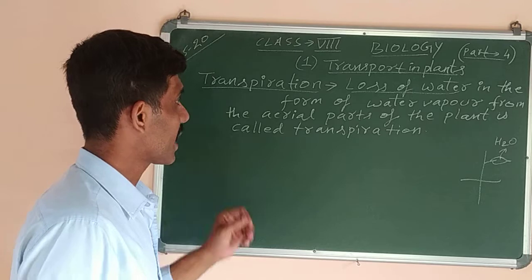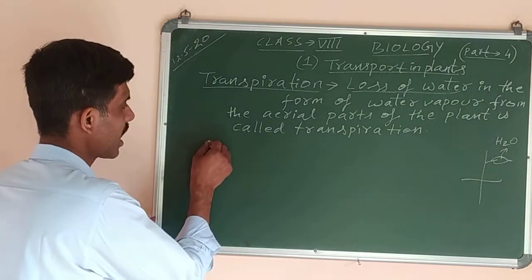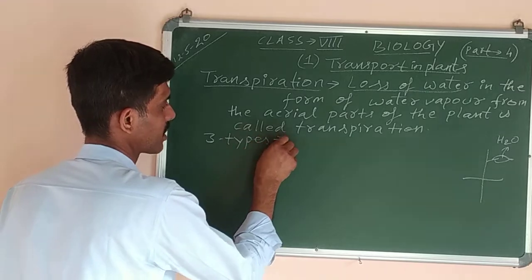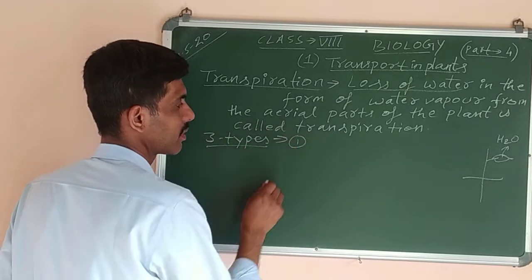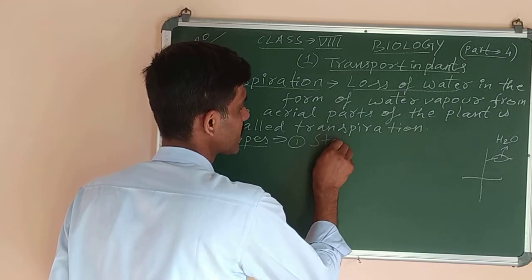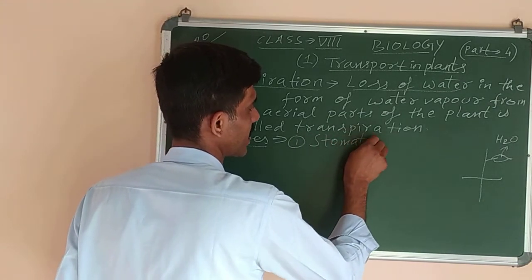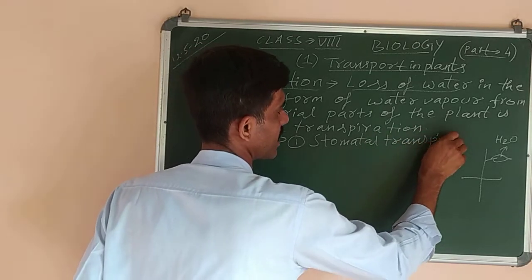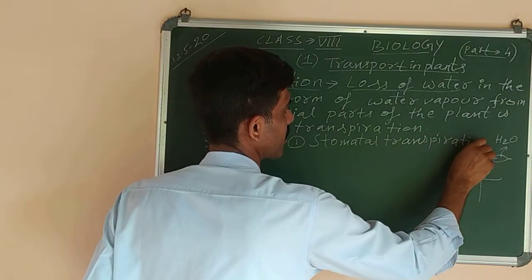Now, how many types of transpiration are there? There are 3 types of transpiration. How many? 3 types. What are they? Number 1, transpiration through stomata. So we call it stomatal transpiration. Okay, stomatal transpiration. One by one we'll discuss them.